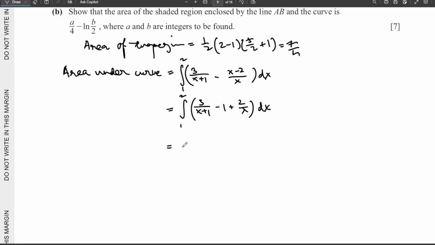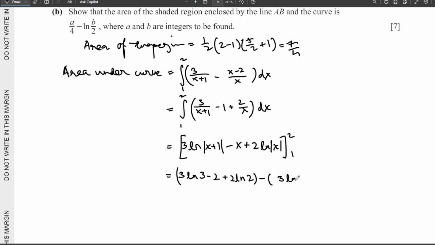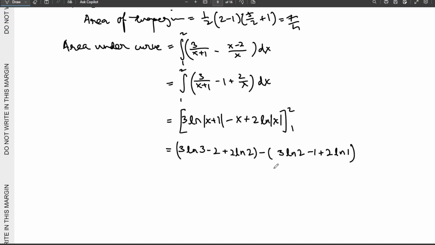3 over x plus 1 gives us 3 ln x plus 1. Negative 1 integrated just gives us negative x. And then 2 over x just gives us 2 ln x. There's no arbitrary constant since this is a definite integral. To solve, I just need to substitute the values in, the top limit goes first. Up to this point, we just have to simplify the natural logs. If you recall, natural log of 1 is just 0, so we just ignore it.